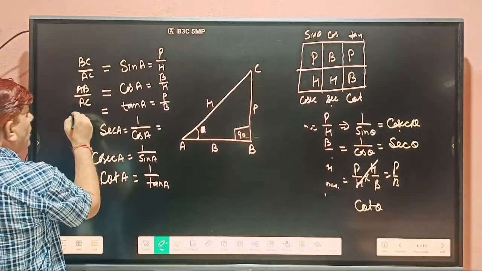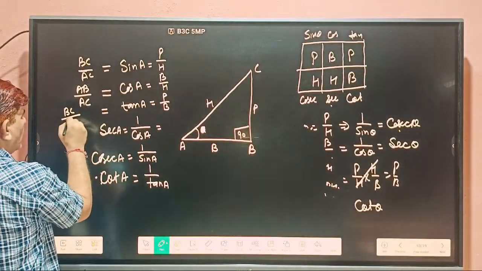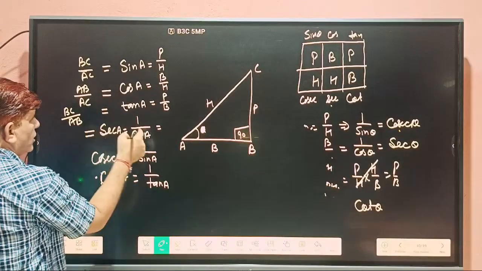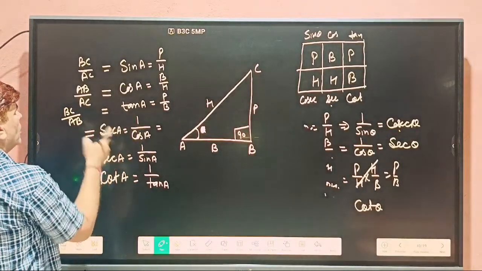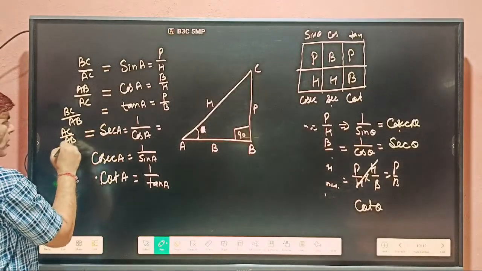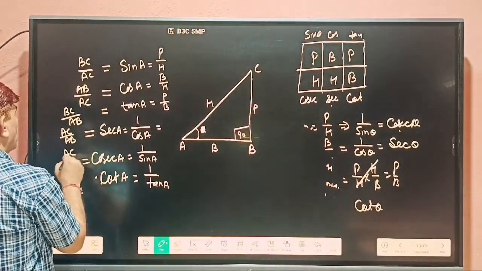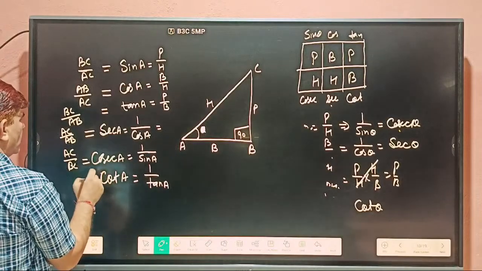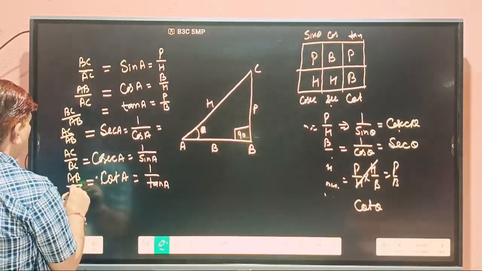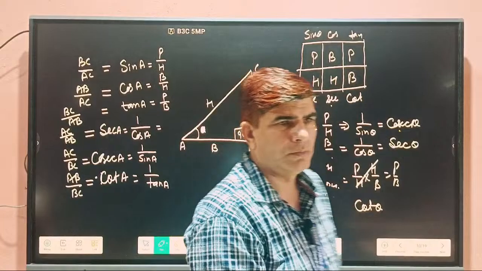Tangent is P by B. P perpendicular BC by AB. Then the inverse of cos, so it means AC by AB. Cosecant is the inverse of it, so it means AC by BC. What is this? AB by BC. All 6 told you.